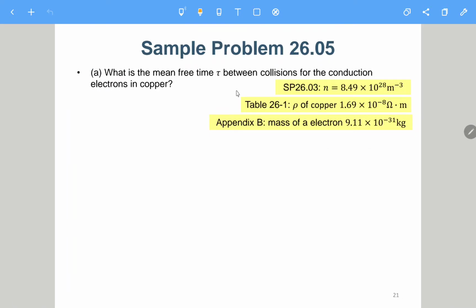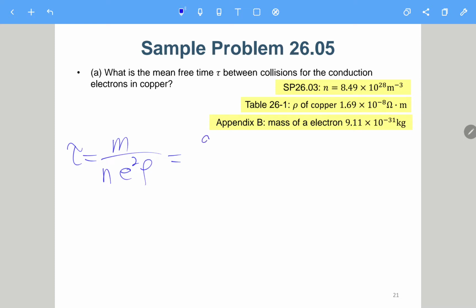Here is another sample problem. It asks, what is the mean free time tau between collisions of the conduction electrons in copper? We just make use of the equation on the previous page: tau equals m over n e squared rho. In sample problem 26.03 we have n, from table 26.1-1 we have rho, and in Appendix B we have the mass of an electron. So we can just plug in all the values.